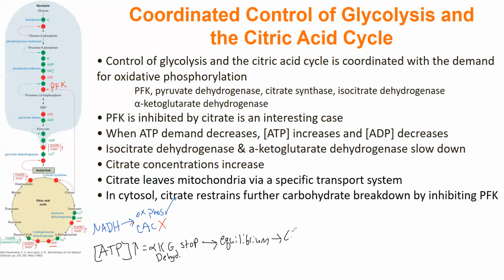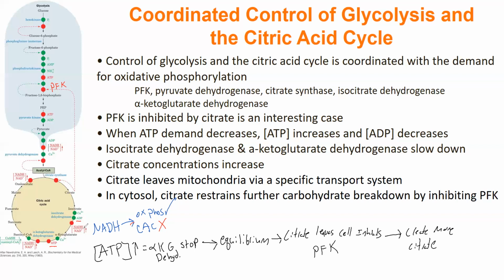So citrate leaves the cell and inhibits PFK. And that will have the effect of creating more citrate. Because of Le Chatelier's principle, when you take away a substrate, chemistry will always change to go and make more of that substrate. So it's kind of like an enforcing effect. You have a lot of ATP due to oxidative phosphorylation, stop alpha-ketoglutarate, then you'll make citrate because of equilibrium. Citrate will leave the cell, you'll make more citrate, and you'll keep making citrate to propagate that signal of we are high energy.